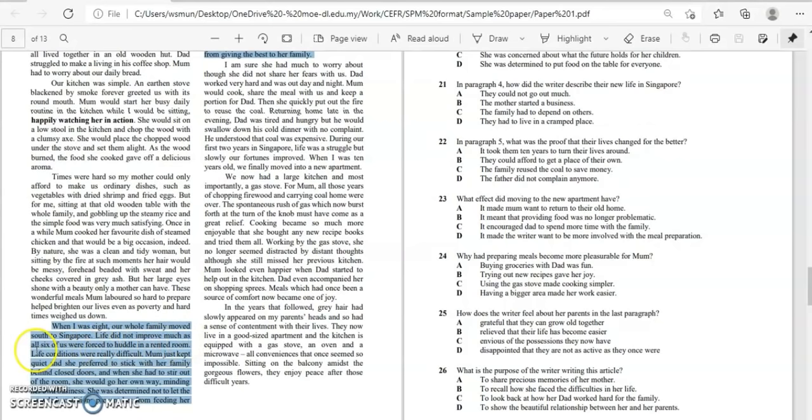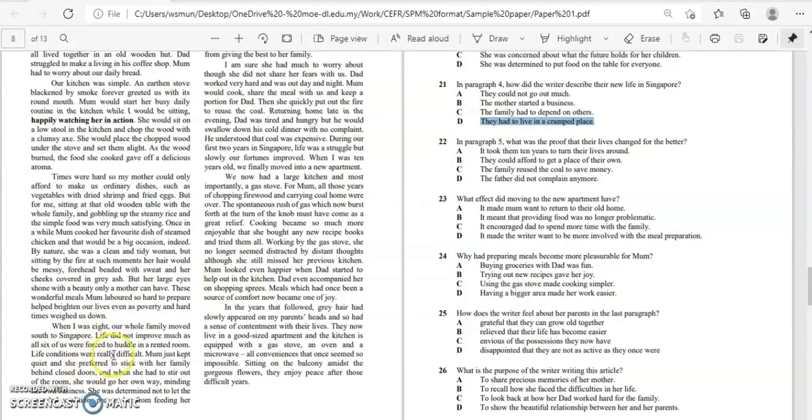Life did not improve much as all 6 of us were forced to huddle in a rented room. So this is the same meaning as in option D. They had to live in a cramped place. Okay, so here we know that option D is correct. But don't just stop here. We must continue. We must also make sure the other 3 options are wrong. Then only we can confirm that option D is correct. So let's continue reading.